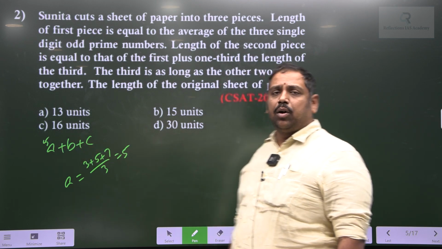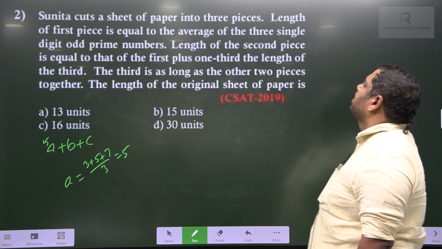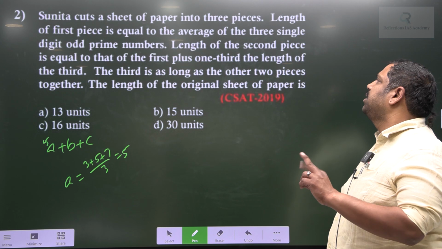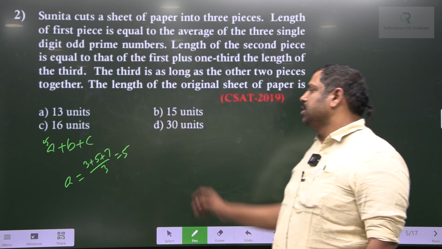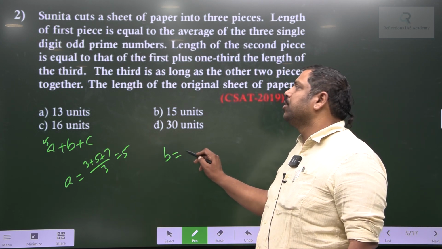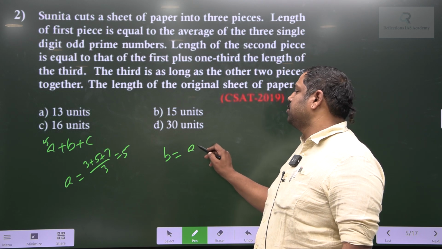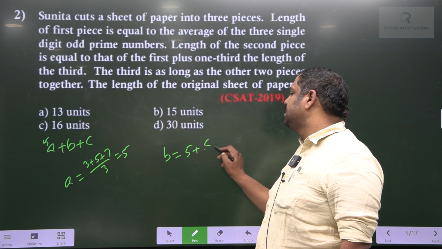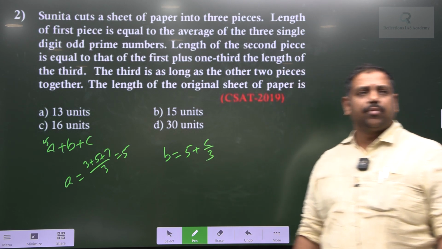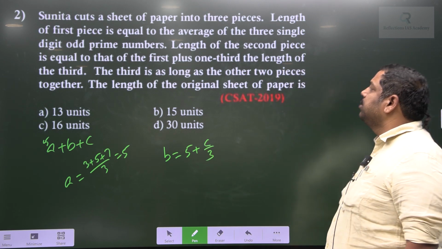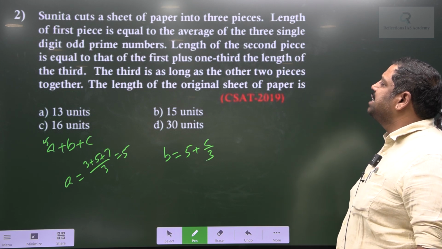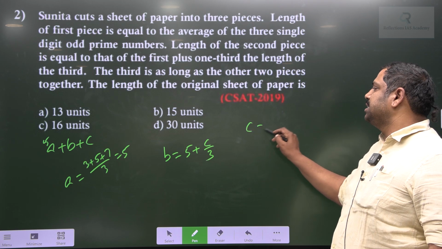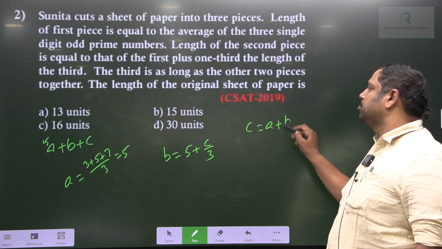Okay, now coming to the second one. Length of the second piece is equal to that of first plus 1/3 of the length of the third. Second one, B is equal to first one means 5 plus 1/3 of the third, that is C by 3, right? Okay, and come to the next one. So the third is as long as the other 2 pieces together. Third means C is as long as other 2, that means A plus B.